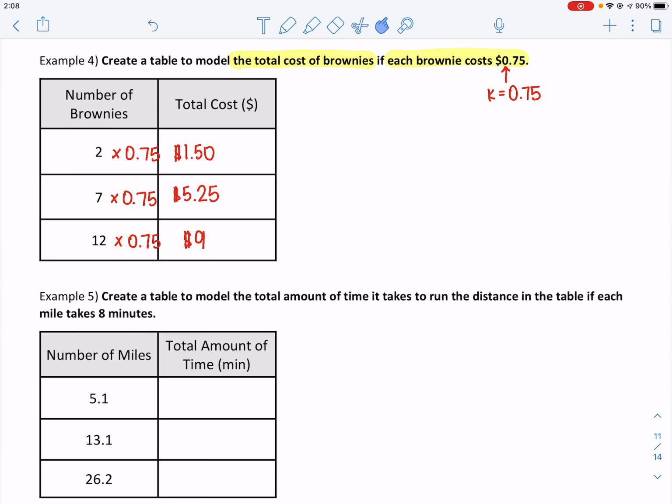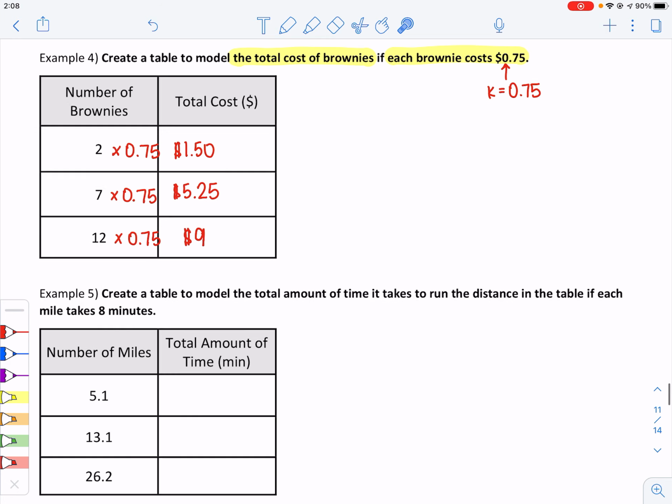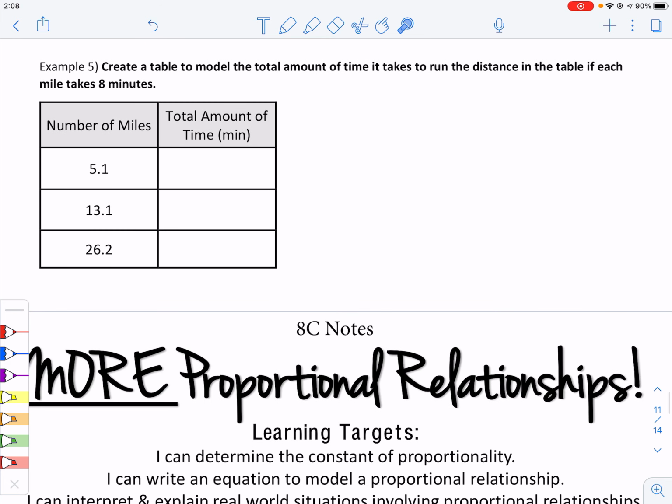Okay, so that's all we got to do. Make sure you read your directions. In your directions, it'll tell you what to multiply it by. It'll tell you your constant of proportionality, so you just multiply by that. Last one we're going to do together, make a table to model the total amount of time it takes to run the distance in the table if each mile takes 8 minutes.